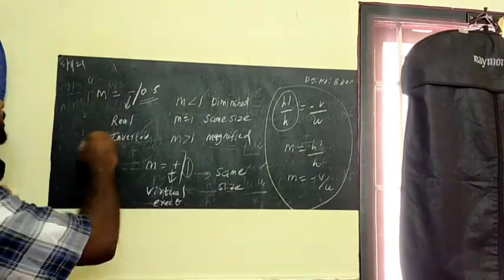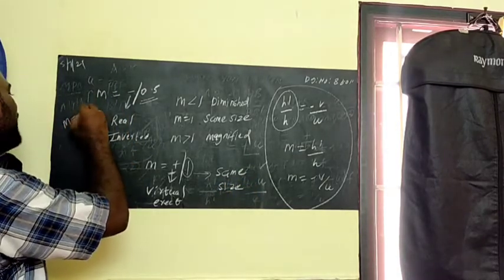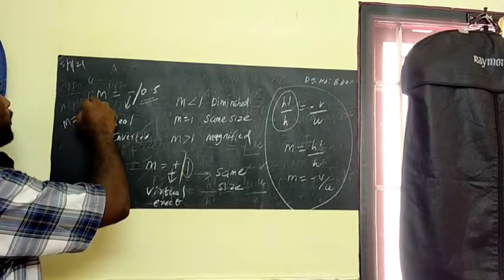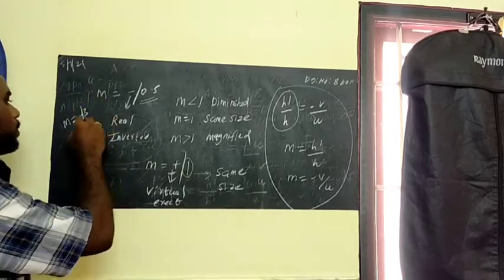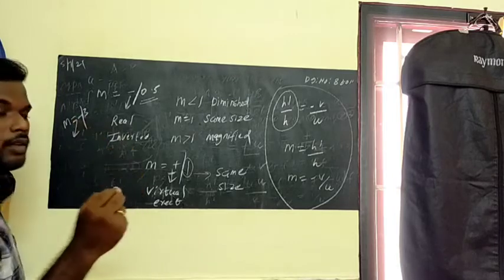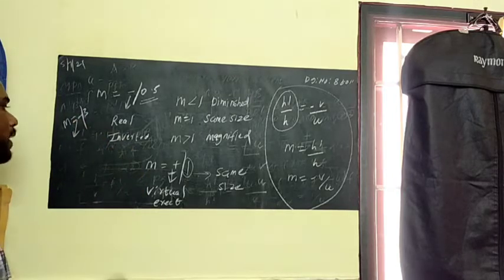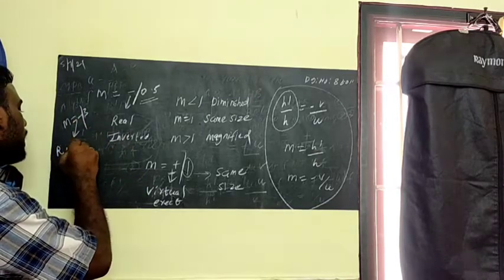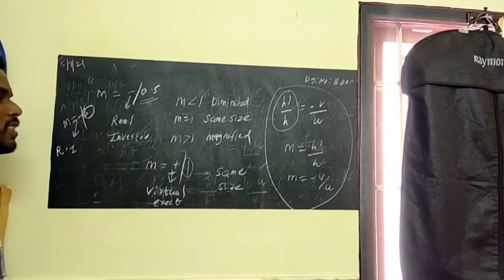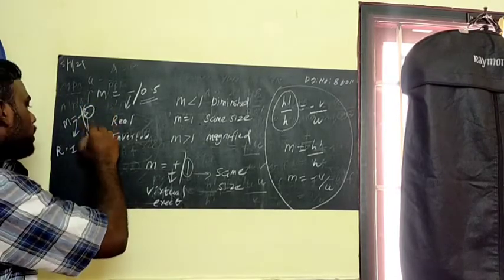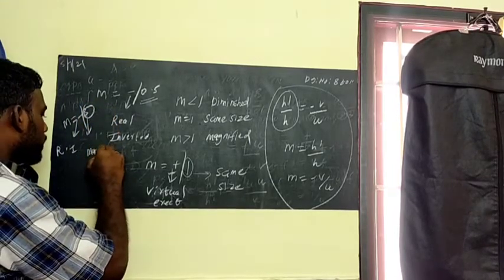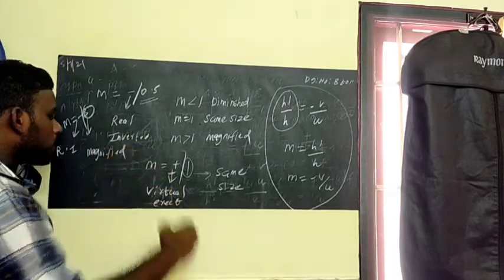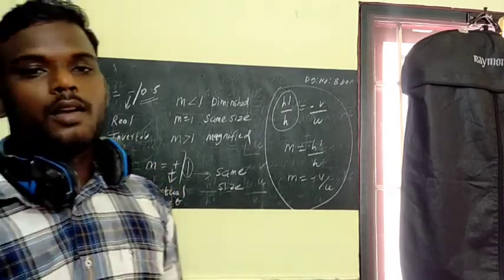I can give another one: m equal to minus 3. Split these two. If you get a minus value in magnification, that will be real and inverted. Coming to the numerical value, it is greater than 1, so it will be magnified. Is that clear? So this is about the mirror formula in a concave mirror.